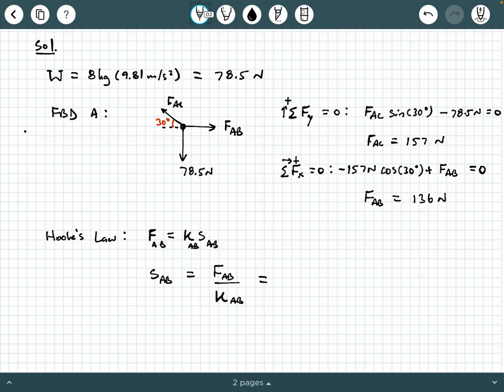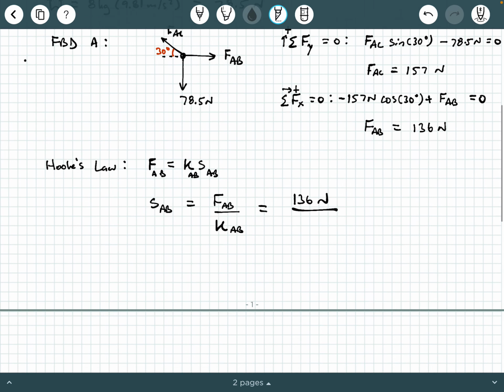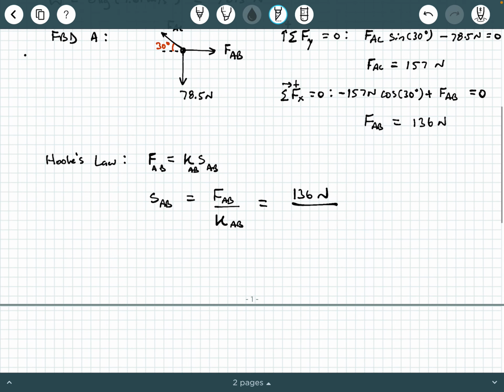Now, when I package this together, do I have both of these values? Yeah, absolutely. I just solved for F_AB over here. That was the 136 newtons. And then the stiffness AB was given in the problem statement, right? We were told that that spring has a stiffness of 400 newtons per meter. What that really means when we think of stiffness is it would take 400 newtons of force to make that spring stretch 1 meter. That's kind of what that means. So we're going to say 400 newtons per meter.